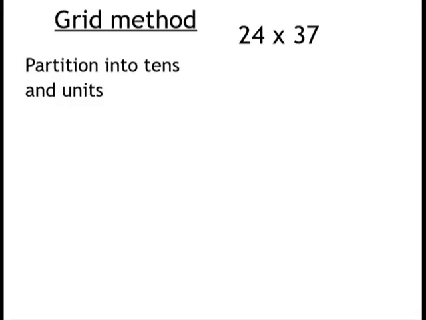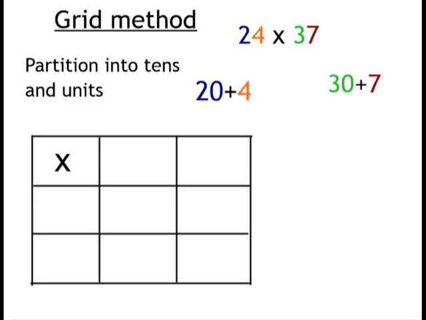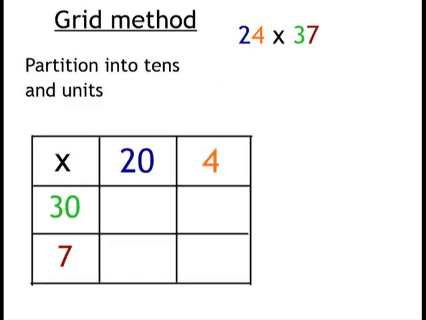My first job is to partition my 24 and my 37 into tens and units. So 20 and 4, 30 and 7. Next I draw my grid and I make sure I've got enough rows and enough columns to be able to fit in my partitioned numbers. Then I put my partitioned numbers into my grid.